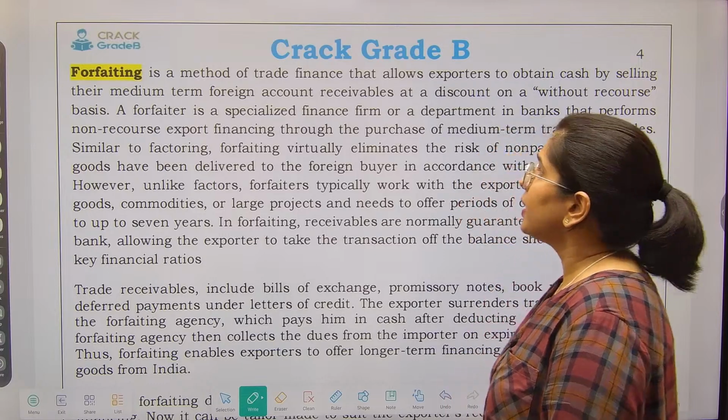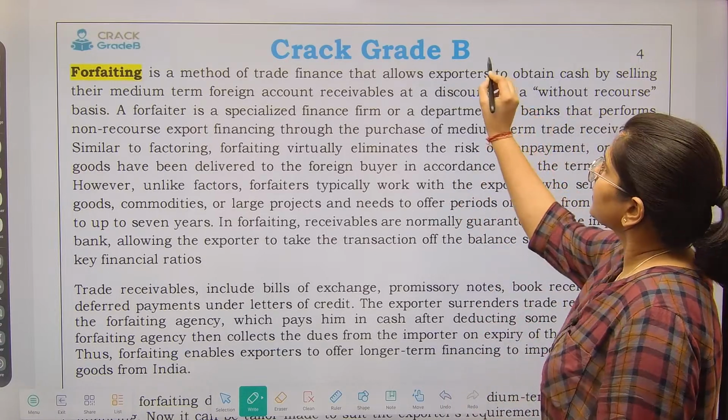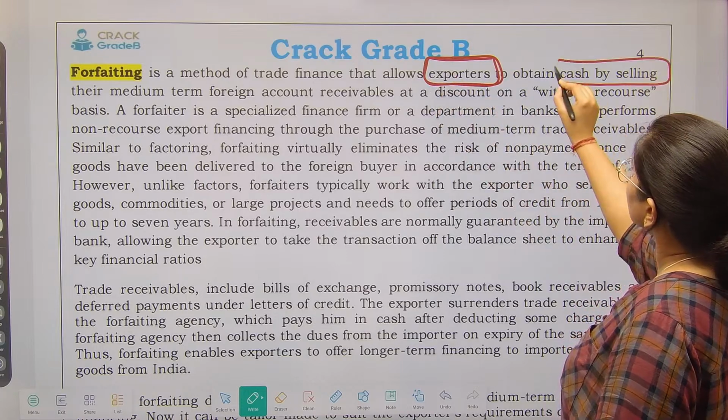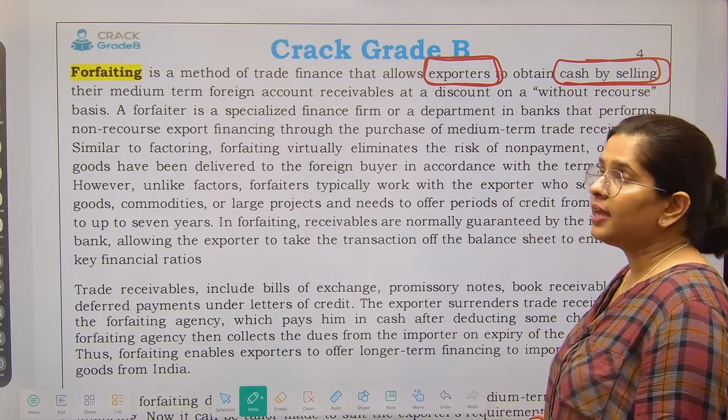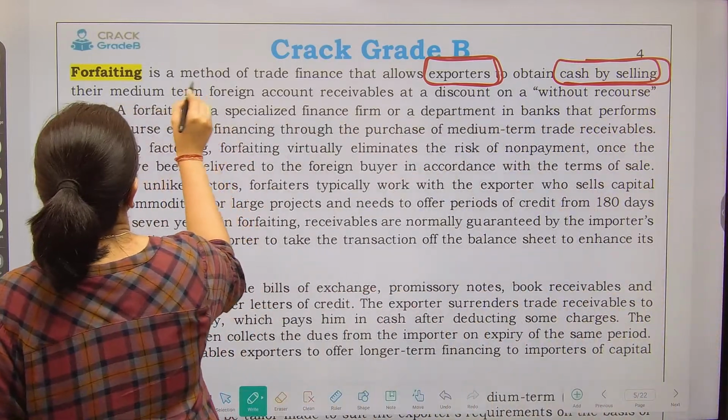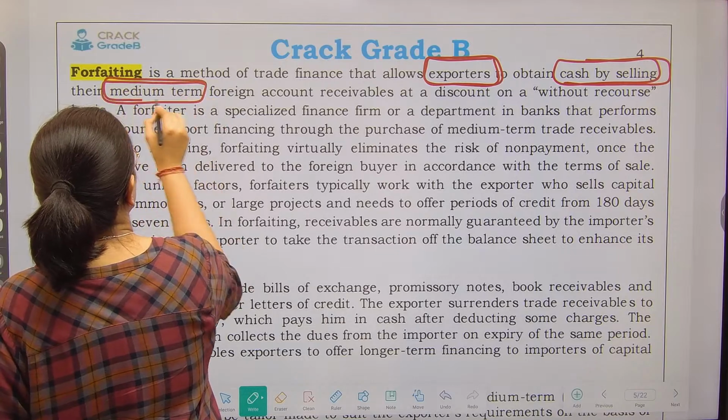ठीक है? So it is a method of trade finance which allows exporters to obtain cash by selling their medium term foreign receivables. See, it is medium term. That means there is some time.